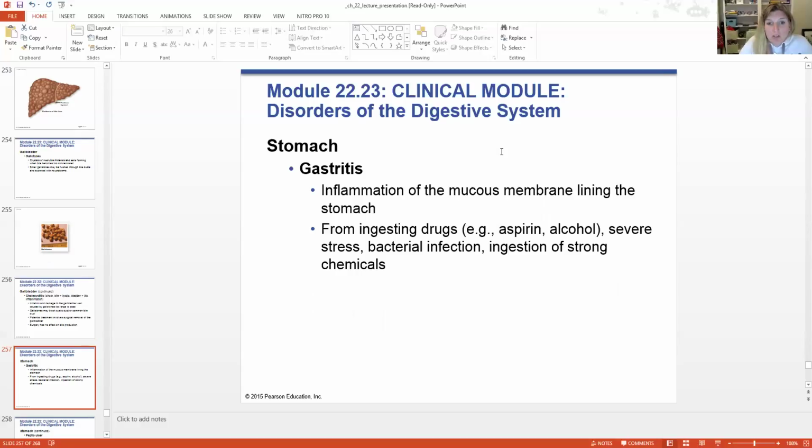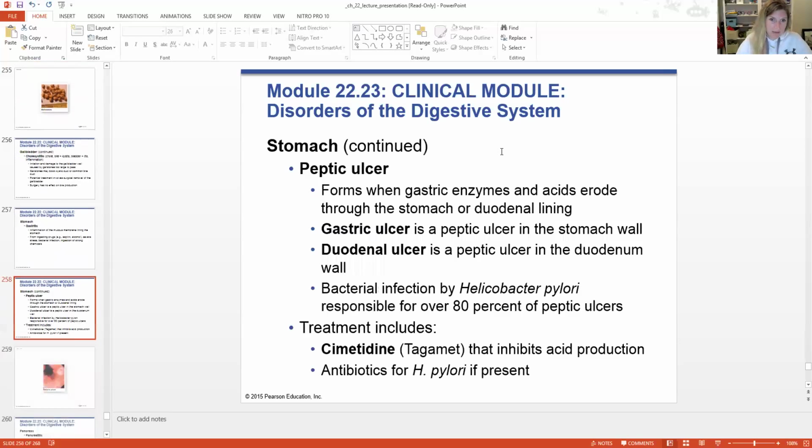Gastritis is a general term for the inflammation of the membrane lining the stomach. This could be from ingesting drugs like aspirin or alcohol. This could also be caused by severe stress, bacterial infection, or ingesting dangerous chemicals. So think about those times when you eat something that just doesn't let your stomach settle. Might cause some stomach pain or discomfort, or maybe some diarrhea or upset bowel. That's gastritis. It's just a general term.